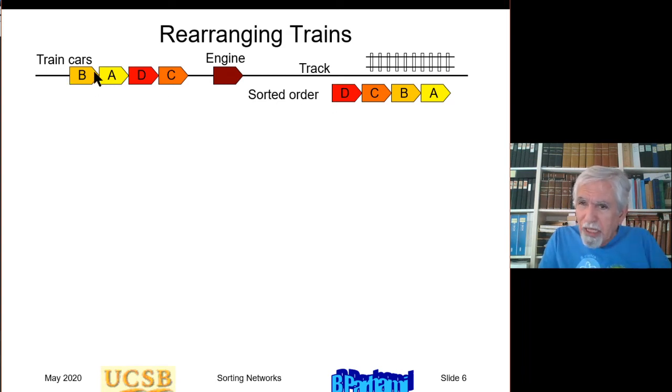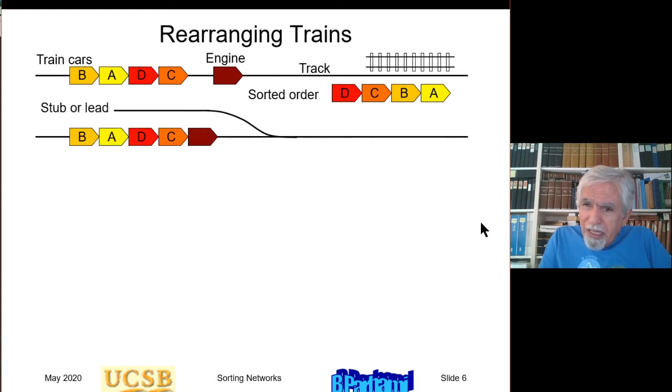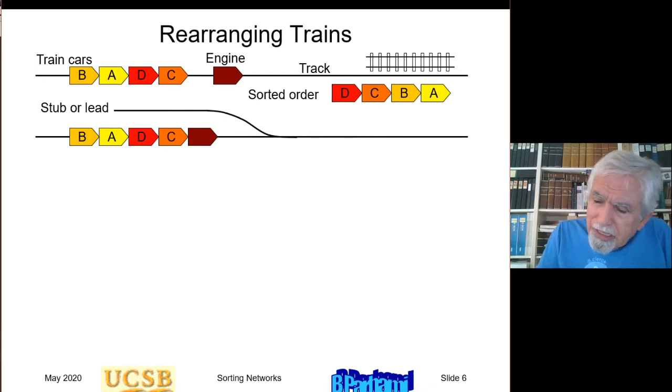Of course, if all I have is just one track, I can't do that, okay? I can't make a car jump over another one. And in fact, if this car needs repair and needs to be taken out, I can't do that. Okay, so in train operations, we have various aids for doing these things.